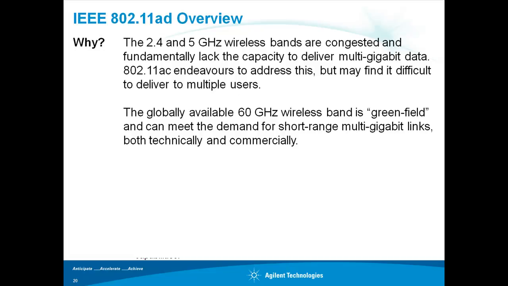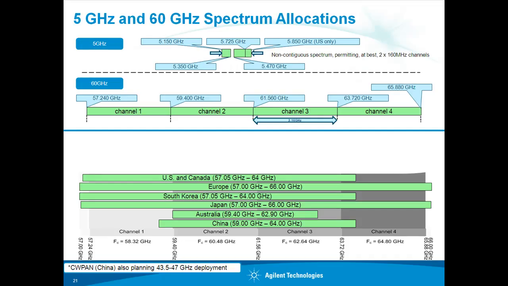We have already spoken of the crushing demand for throughput and the congestion in spectrum in the lower bands. Let's take a look at this graphically. In the upper portion of this slide, you see the visual comparison of the 5 and 60 GHz bands. Note how much bandwidth might be utilized at higher frequencies. Recall, 802.11ac in the 5 GHz band theoretically can achieve 6.9 gigabits per second, while 802.11ad claims a top speed of 6.75 gigabits per second.